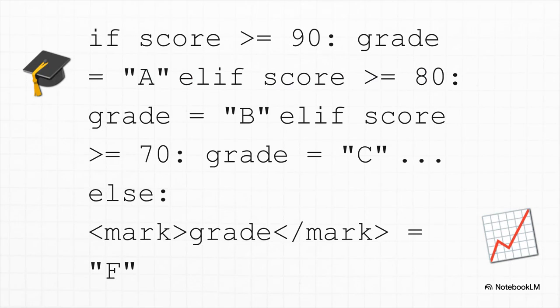And this is how you build that logic in Python. We start with if for that top-tier grade. Then we use a chain of elif statements to check the next brackets one by one. Each elif only gets checked if the one above it was false.